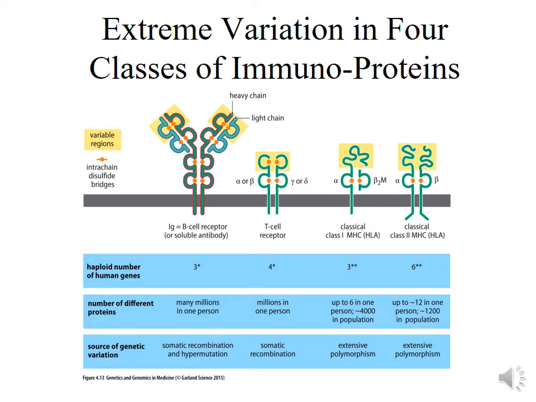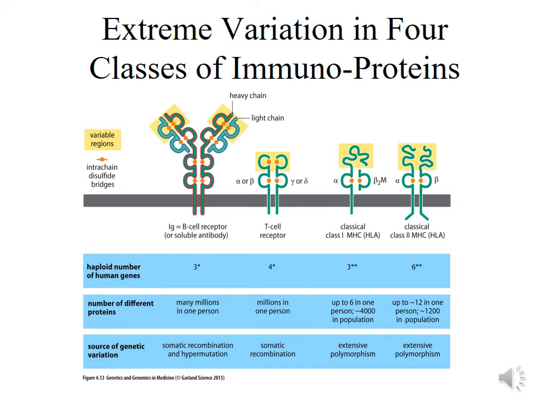So the yellow colored boxes depict the region of the particular protein that is highly variable. The orange dots show you where the polypeptide chains are joined in the large IgG molecule that join the 2 chains together. And the slide below shows how many different haploid genes are there for each particular type of immunoprotein, and gives you an approximate number. And you can see that these numbers are quite large.